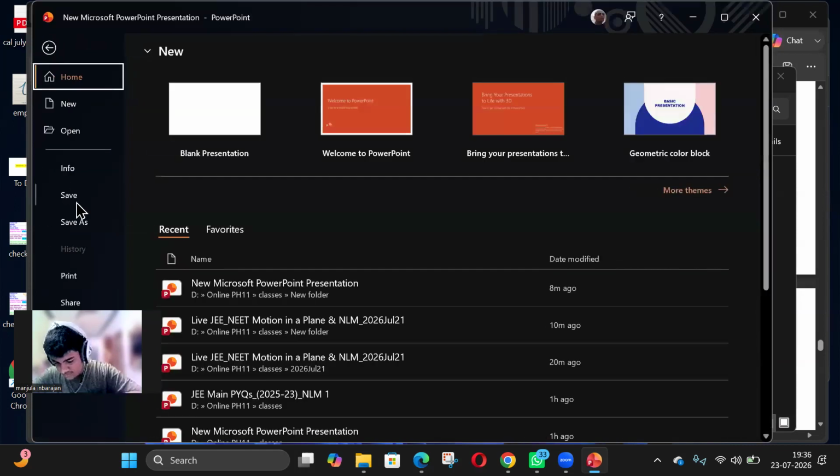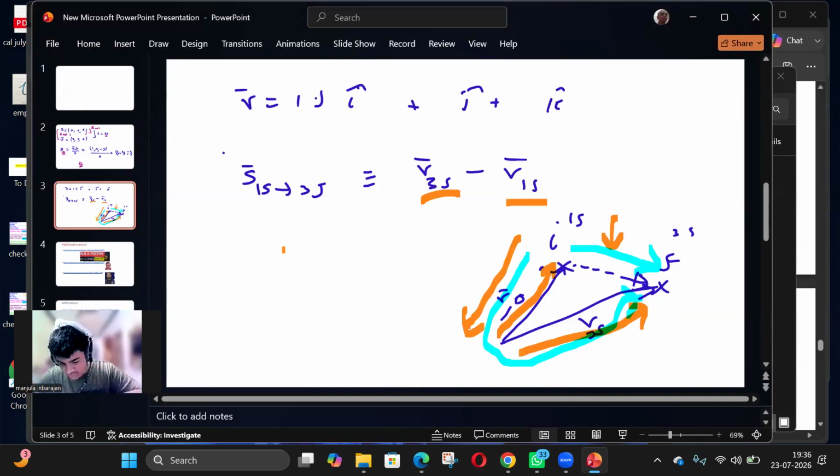Then, like this question, sir: a train moving at a constant velocity of 54 kilometers per hour moves eastward for 30 minutes, then due north with the same speed for 40 minutes. What is the average velocity of the train during this run in kilometers per hour?